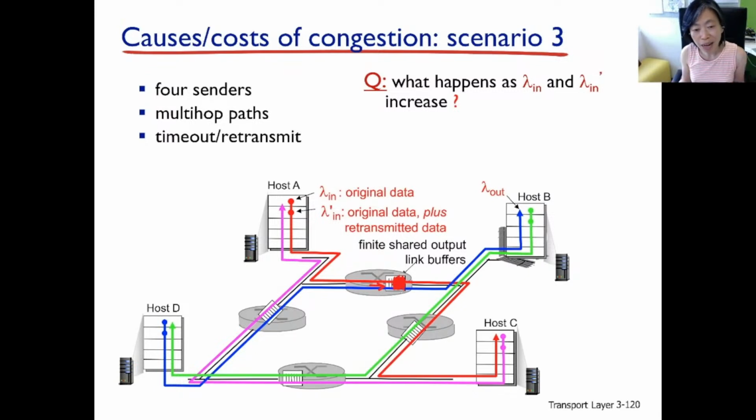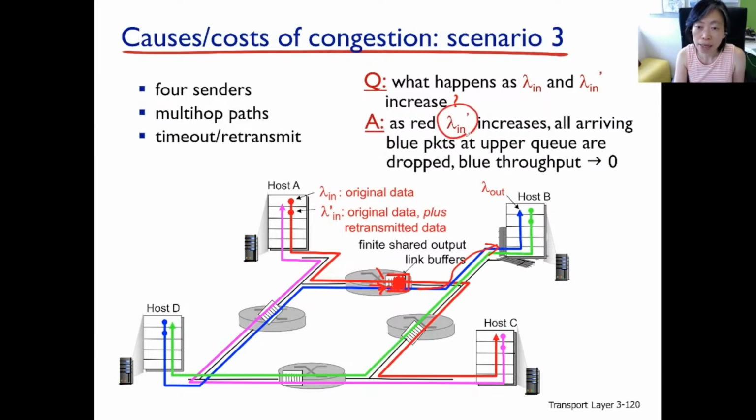And as the lambda in increases as well, as they both approach a half of R, you see this. The buffer space is going to be very full, and quickly. Red packets will be dropped, but blue packets will be dropped even more, because very few of these blue packets get into the queue and have a chance to go out, finally reaching B. So as lambda in prime increases, most of the arriving blue packets at the upper queue here get dropped, and therefore the throughput is very small.